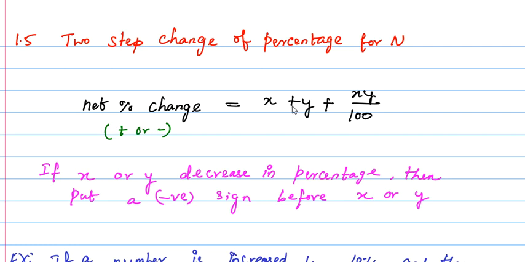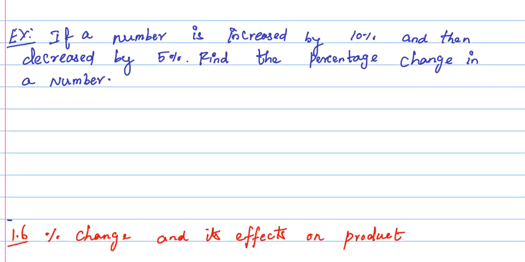Suppose now I am changing a number 2 times, by x percentage and y percentage. If a particular number changes by x percentage and y percentage, then what will be the overall change in the number? Here x should be x or y. A decrease in percentage means instead of plus, you have to put minus before the x or y. By using this formula, I am going to derive the next problem.